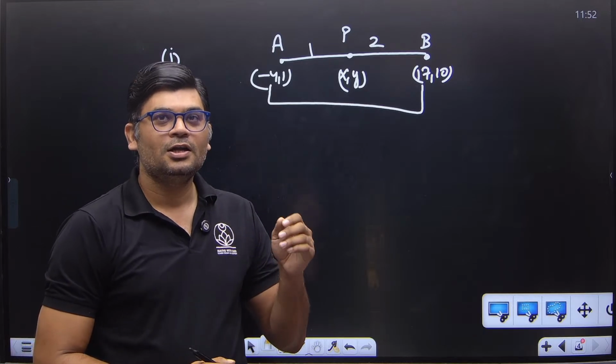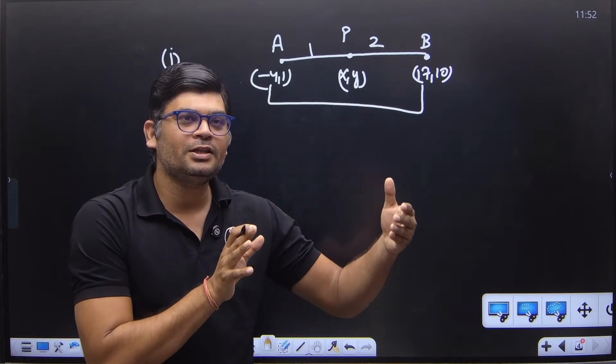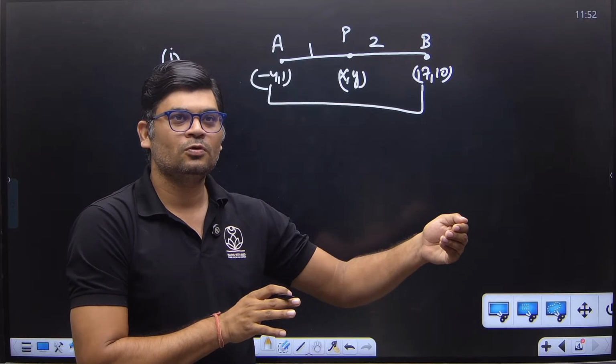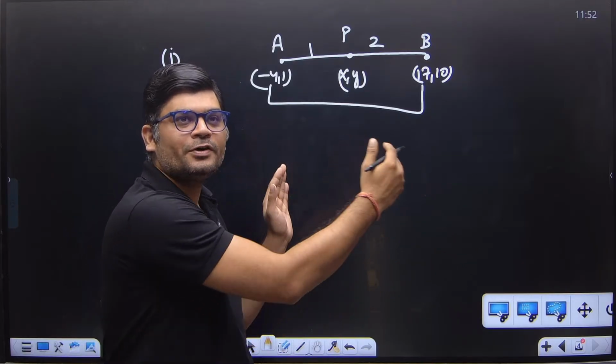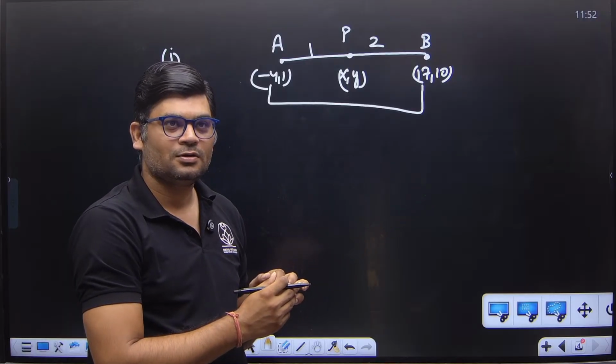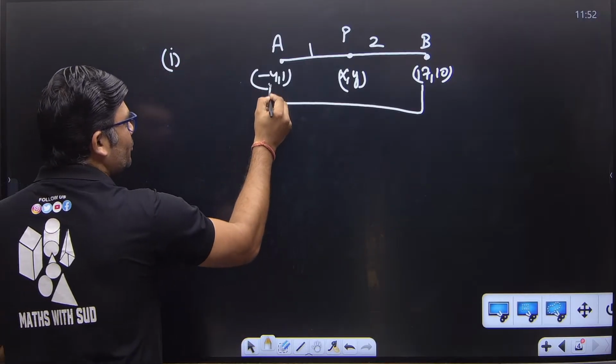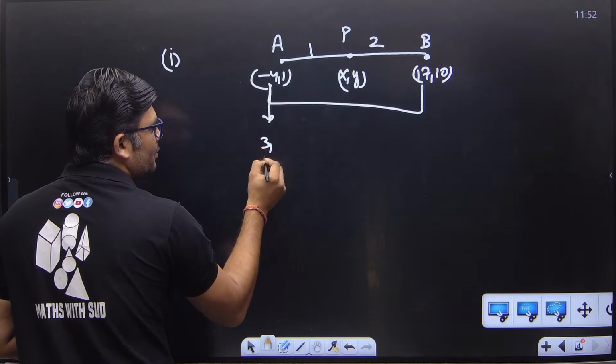Now, if you want to divide 21 in the ratio of 1 is to 2, how can you divide 21 as 1 is to 2? What will be the first part? 7 and 14. So add 7 to it. Can you tell me what you will get?